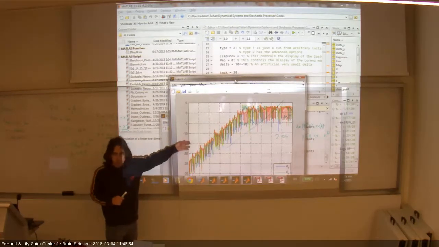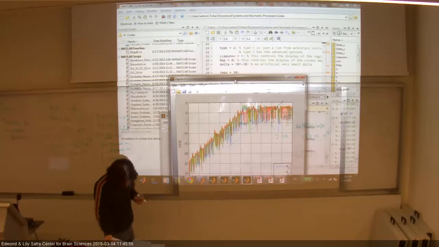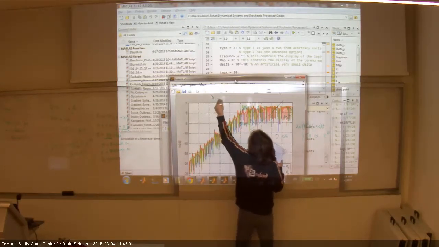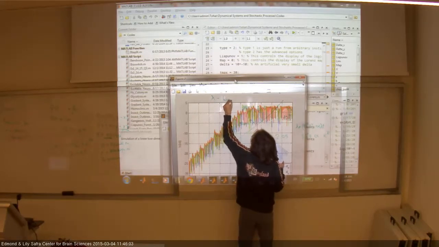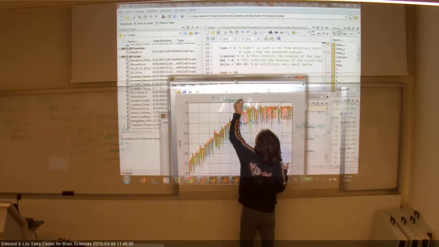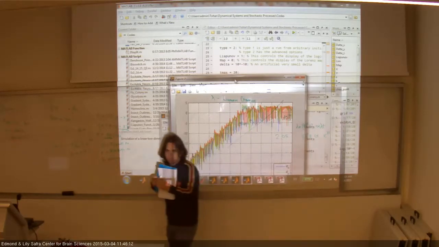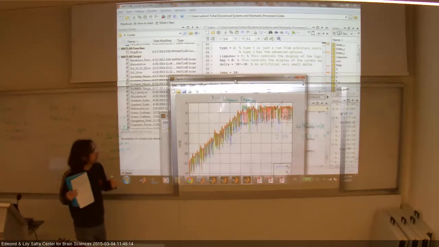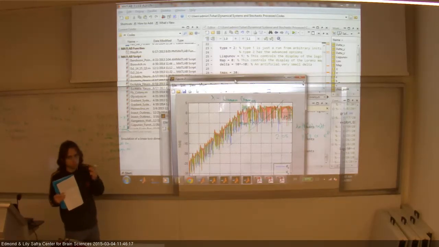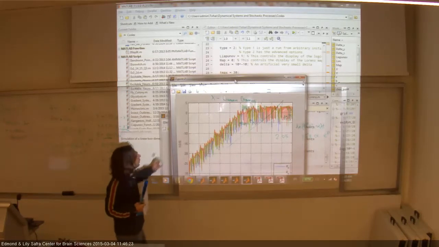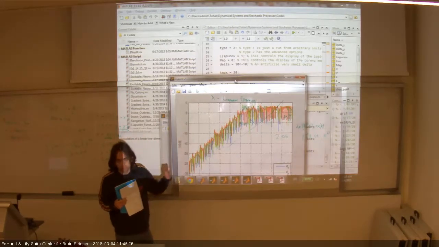So this lambda is called the Lyapunov exponent, and it measures how fast is the exponential divergence of initial conditions that are very close to each other. And in your exercise, you'll be required to find the Lyapunov exponent for a different system.